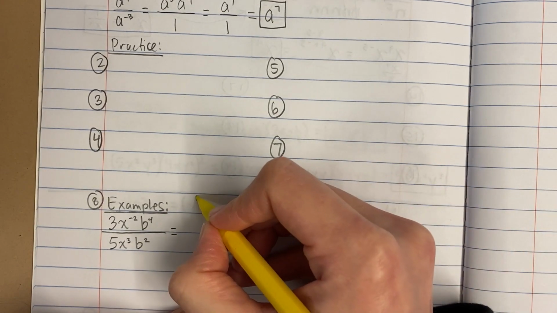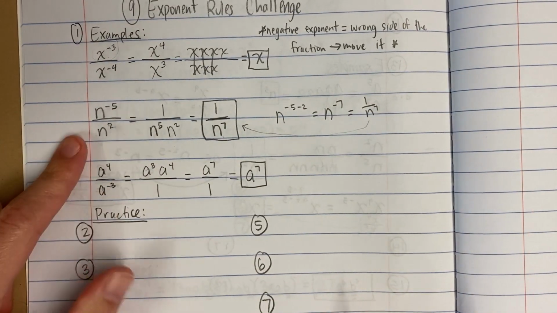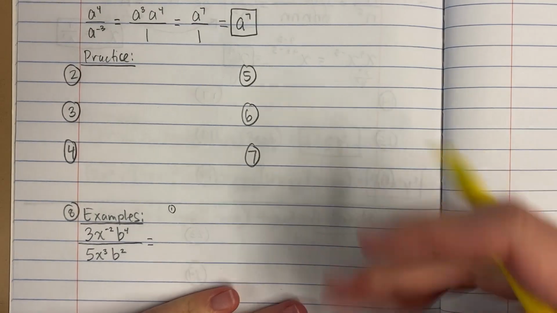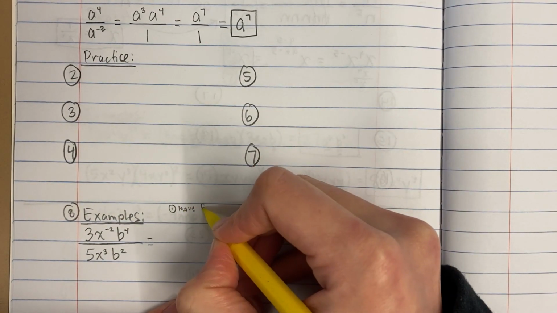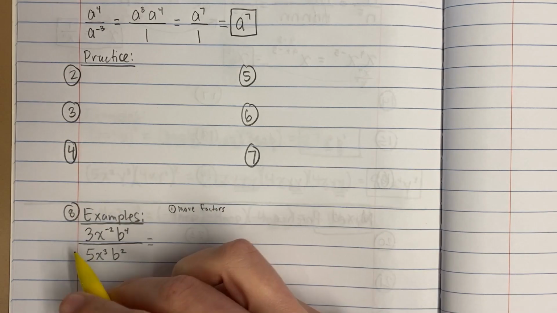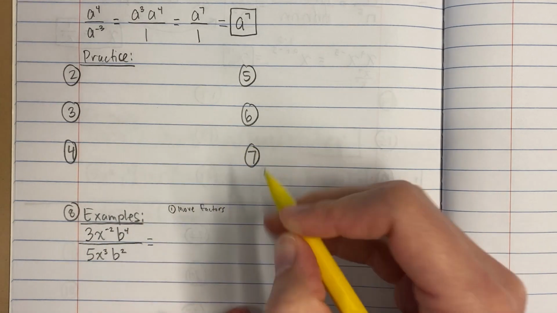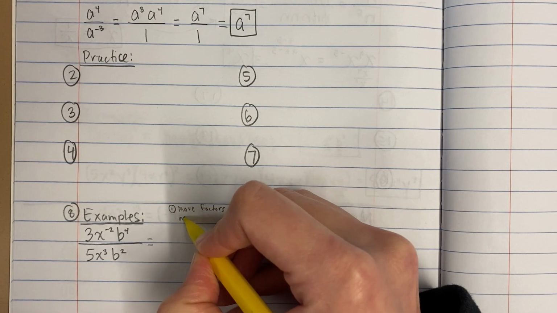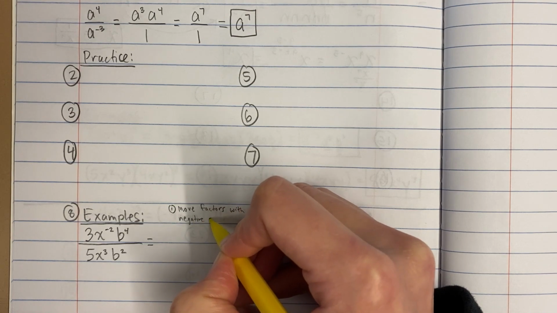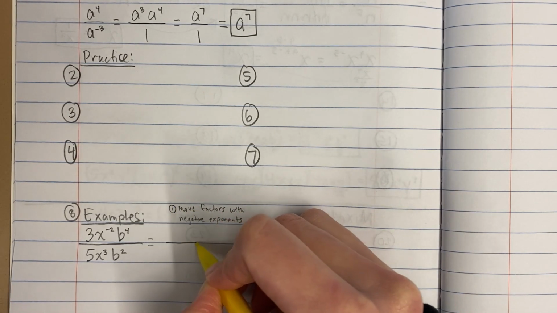Okay, so the first step is kind of what we did up here, right? Which is if we see a negative exponent, it has to move. It has to go to the other side of the fraction. So move factors. Factors are like each piece of this, like 3 and x to the negative second and b to the fourth. Those are each their own factor. Move factors with negative exponents. Okay, we got to do that first. So watch what that looks like.